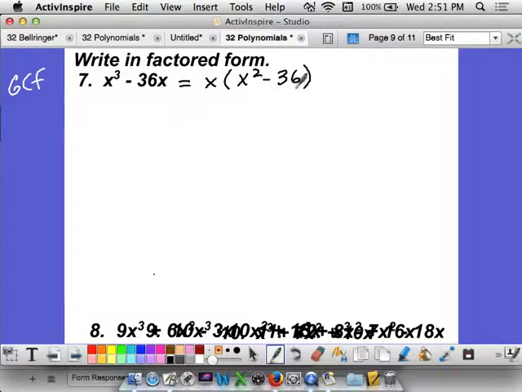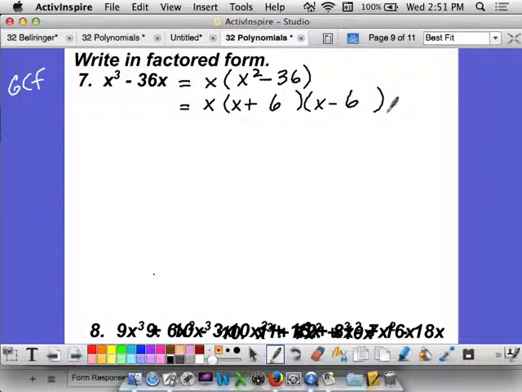Then I have a difference of squares, or a binomial. If you have a binomial, you have to look for the difference of cubes or the difference of squares. So I'm going to factor this difference of squares. The signs will be different: x plus, x minus. What square gives you x squared? x. What square gives me 36? 6 times 6. So this is my factored form: x times (x plus 6)(x minus 6).